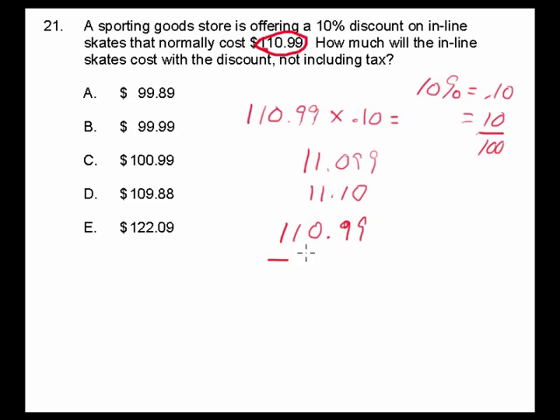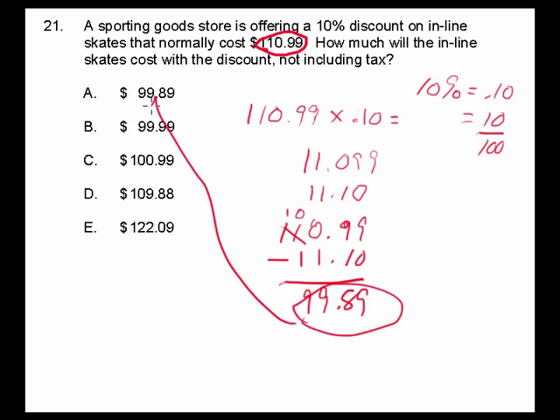So if we take 110.99 and subtract that like this, we get 9, 8. This is going to become a 9. This becomes a 10. So the new price is going to be $99.89. Okay, so that's one way to do it.